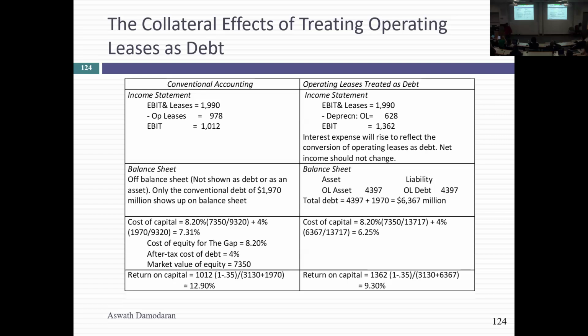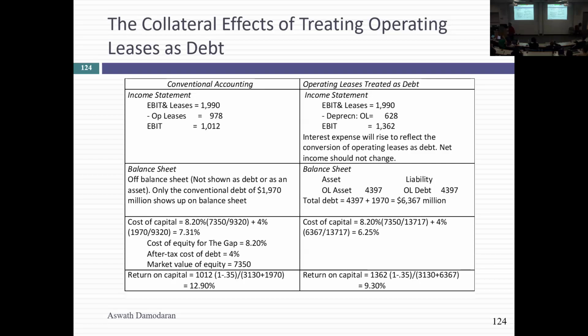Good news or bad news as a company? Your income went up. They were happy. This is great. I said, but here's some bad news. In the balance sheet right now, you're showing only 1.97 billion in debt. If I capitalize leases, it looks like you have about 6.2 billion. They got a little worried. Is that good? Is that bad?